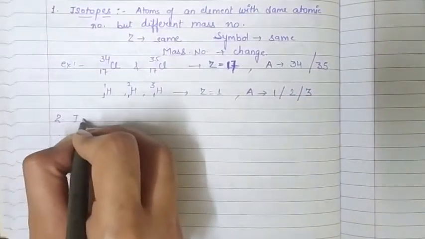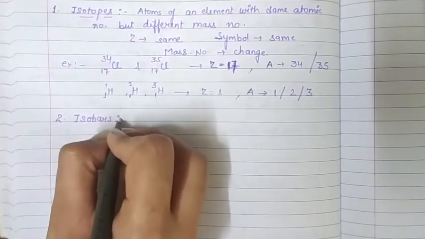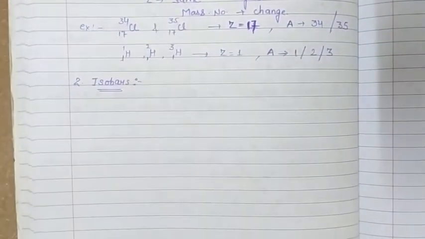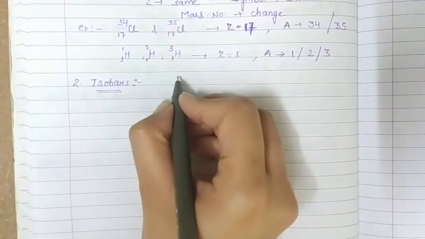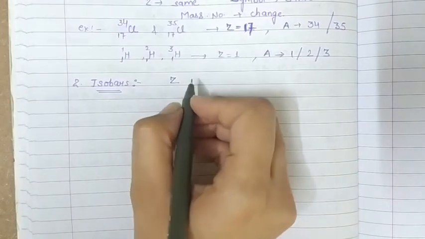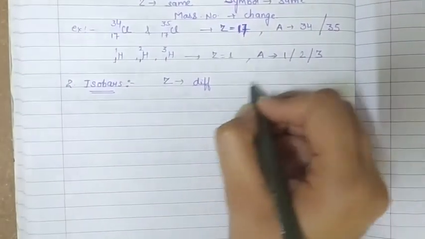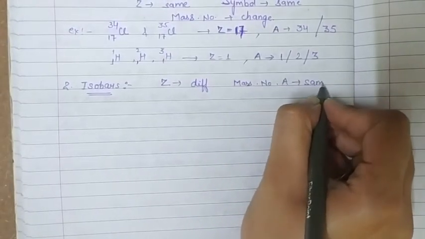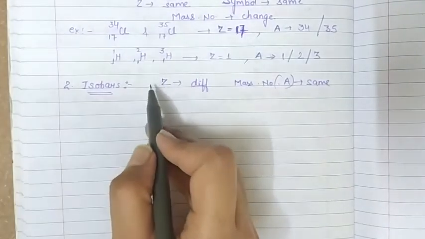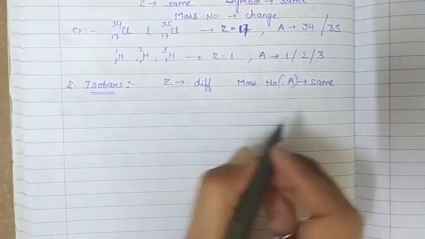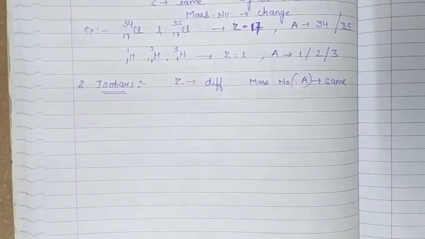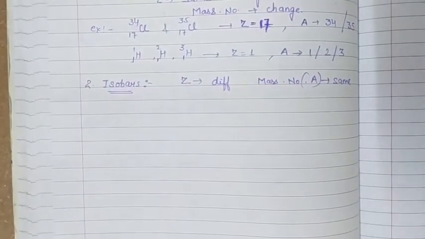The second term we have is isobars. In the case of isobars, things are opposite to that of isotopes. The atomic number will be different, but the mass number, that means A, will remain the same. Since their atomic number is different, they will be the atoms of different elements. By changing Z, we mean the elements are different. So if we have atoms of different elements with the same mass number, then we call them isobars.